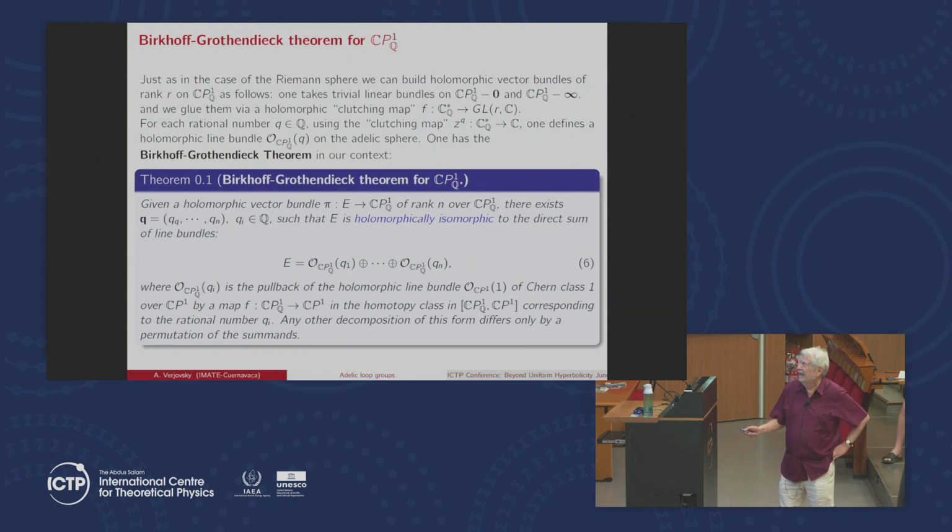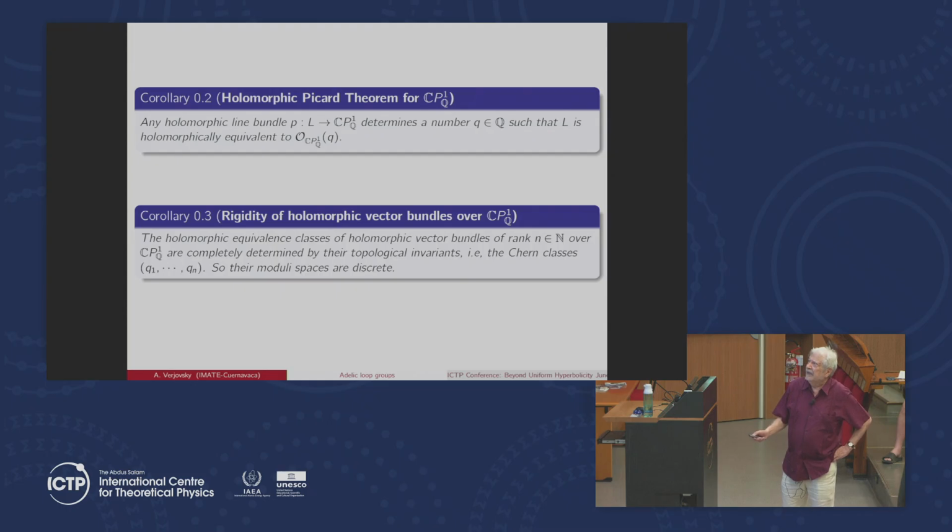And the theorem says, you read it, it splits as a direct sum of line bundles whose Chern classes are not integers but rationals, Q1 and so on. And this factorization is unique up to reordering the factors. And this is the corollary, the Picard theorem. The Picard group is in one-to-one correspondence with the rationals. You have rigidity of vector bundles. So essentially all vector bundles are in one-to-one correspondence with n-tuples of rationals, Q1 to Qn. There's no continuous moduli, it's discrete.